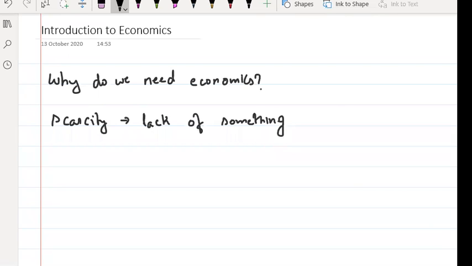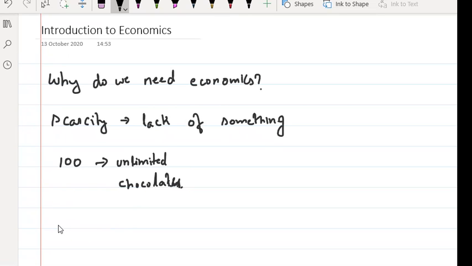Anyone else? Think about it, guys. Now, suppose I give you 100 rupees and I ask you to go and buy chocolates. If you want to buy chocolates with 100 rupees, can you buy unlimited chocolates? Tell me, can you buy unlimited chocolates? No, right?